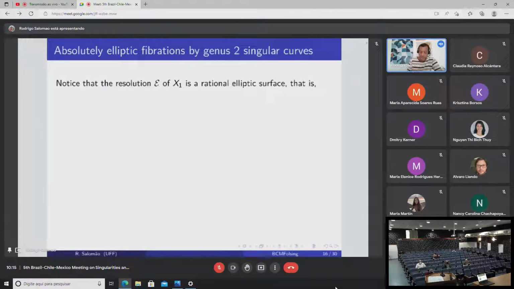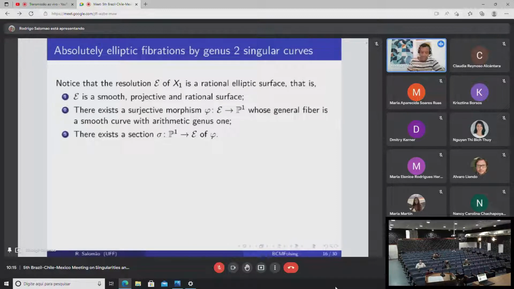If we consider E the resolution of x1 in Shimada's diagram, so E is a rational elliptic surface, which means that E is a smooth projective and rational surface. There is a surjective morphism from E to P1, whose general fiber is a smooth curve with arithmetic genus 1, and there is a section of this fibration. Okay.